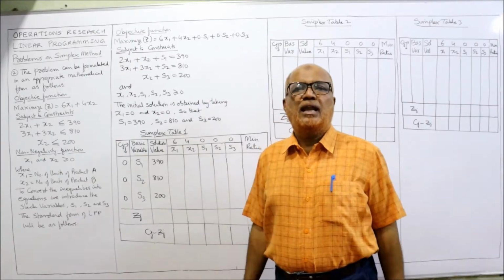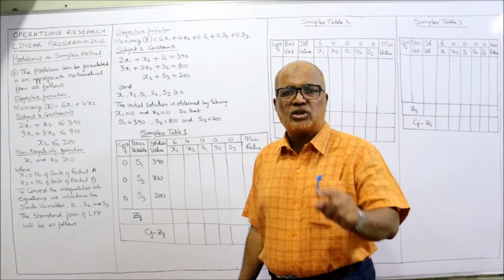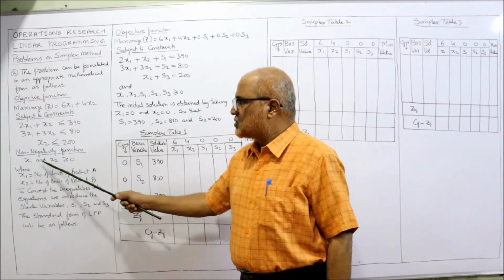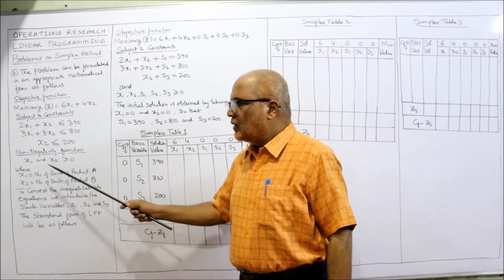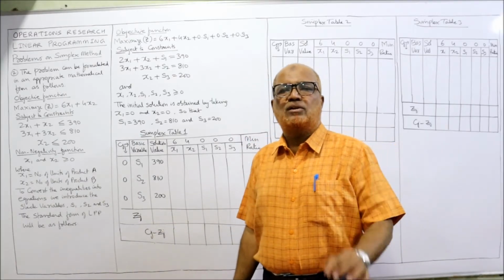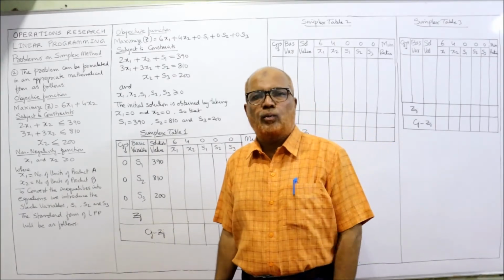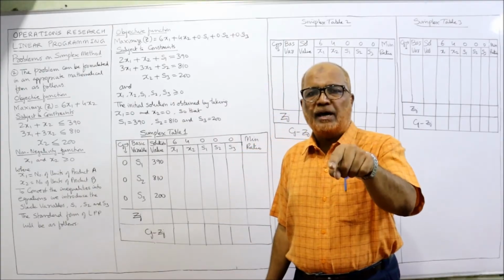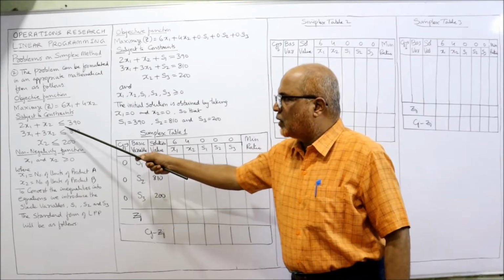We cannot make negative production. Production will be 0 or positive. So x1 and x2 are greater than or equal to 0. To convert the inequalities into equations, we have to introduce slack variables. A slack variable will be added whenever we have a less than or equal to sign.